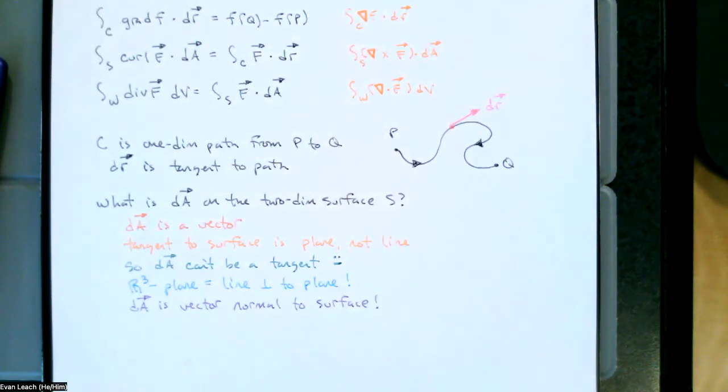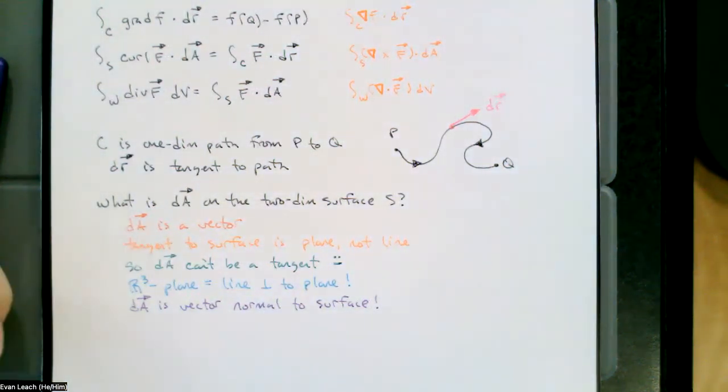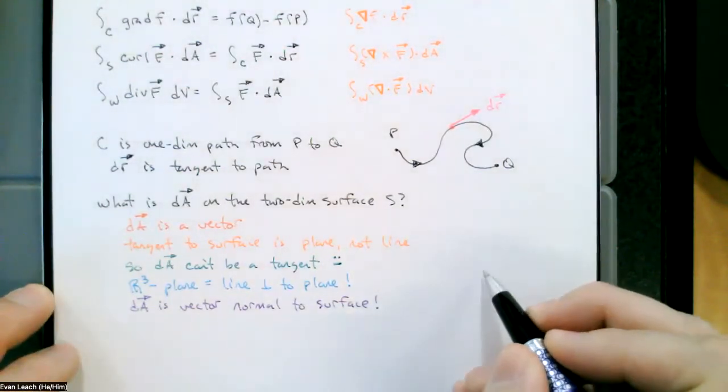So when I have F dot dA, instead of looking at how the vector field is interacting along a curve, so F dot dr along a curve, I'm looking at F dot dA. The vector field interacting with a vector normal to the surface. So I've got this little dA vector normal to the surface.